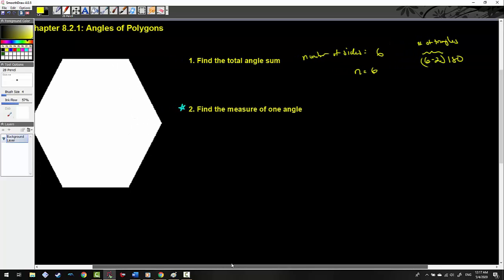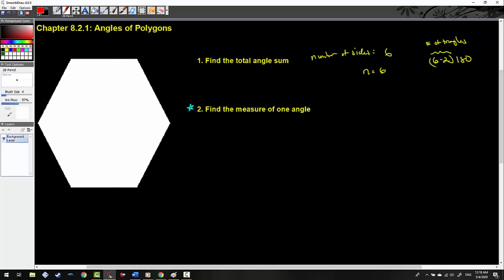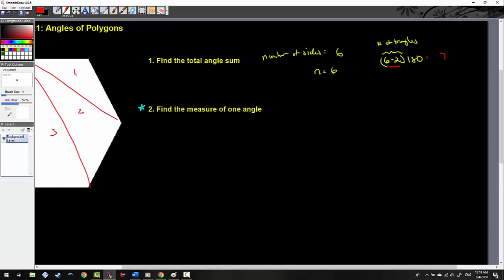Now, just to hit it closer to home one more time, just because I'm a visual person, let's make sure that there really will be 4 triangles in here, because 6 minus 2 is 4. That's 1 triangle, 2 triangles, 3 triangles, and I apologize for the lack of straightness of the line, but we got 1, 2, 3, 4 total triangles, which happens to be 6 minus 2 times 180. So 4 times 180 is going to get us 720. So again, 720 total degrees in this hexagon.